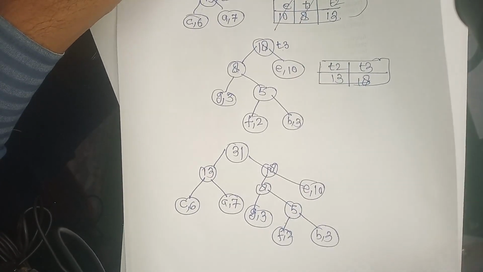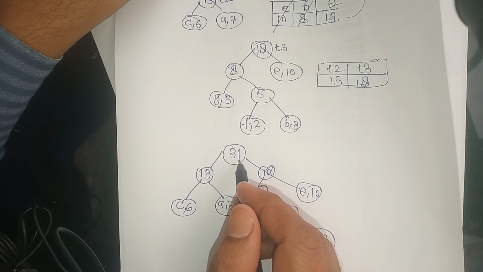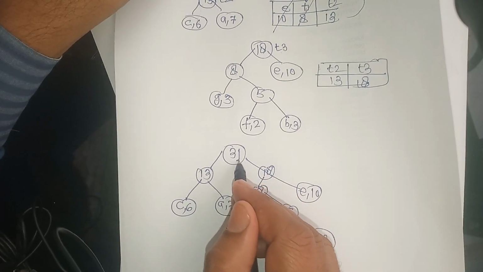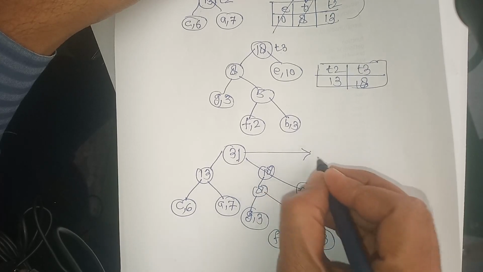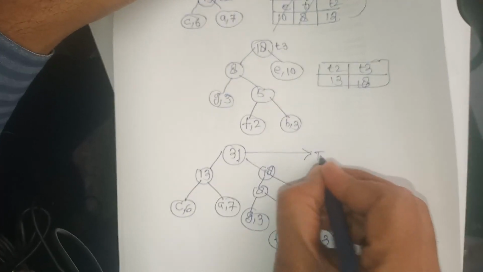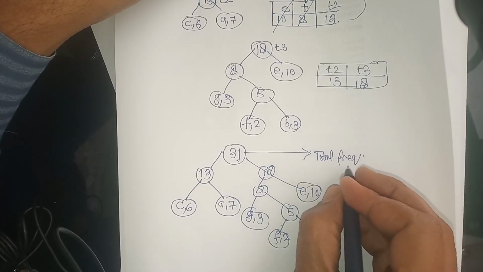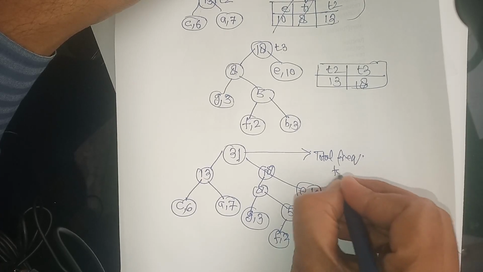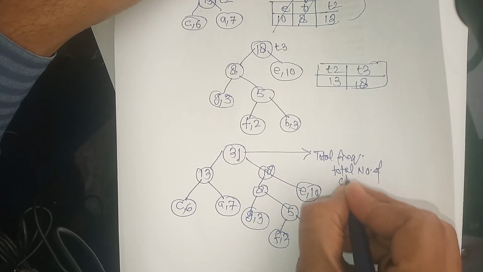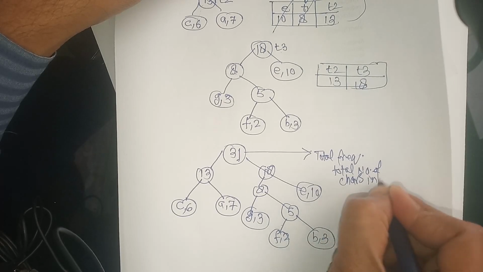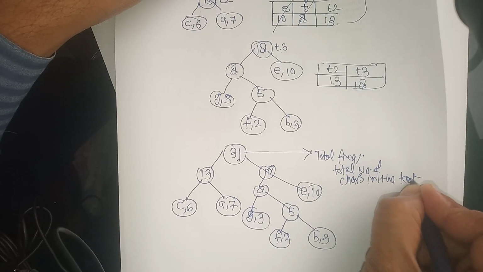So this tree is now drawn. Here we can see 31 is the overall frequency. That is, we can write it here: 31 is the total frequency, or we can say total number of characters in the text or file.